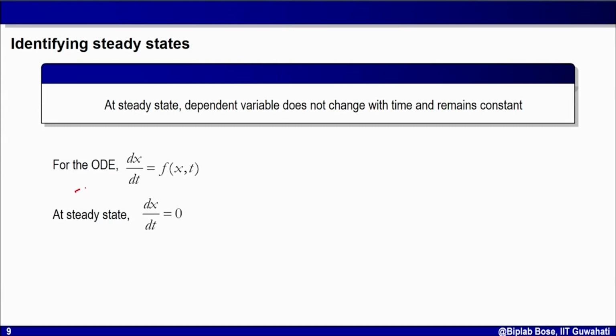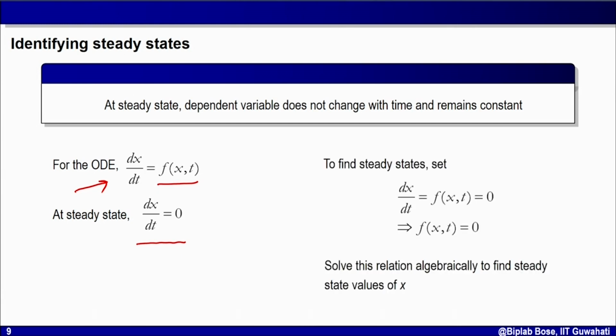So by mathematical definition, if I have an ODE which is dx/dt equal to a function of x and t, written in a generalized way, then the steady state is where dx/dt is equal to 0. Now how should I find that steady state? Suppose I have been given dx/dt equal to f of x, t. So I will put that equal to 0. Then I will simply do algebra, f(x, t) equal to 0. I will separate out x and t so that I get the value of x for which dx/dt is equal to 0.